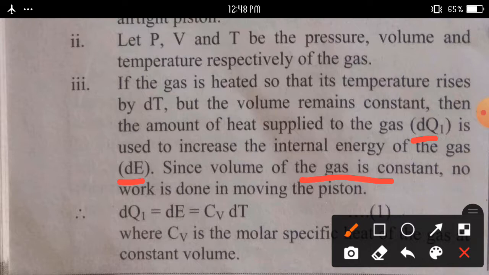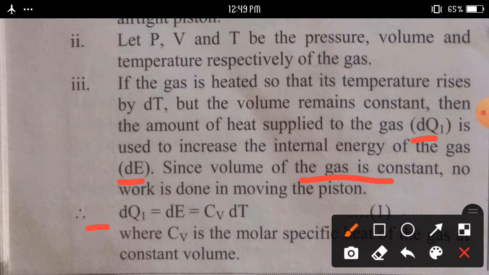Then the amount of heat supplied to the gas is given by dQ1 equal to dE equal to C suffix V into dT. Here C suffix V is the molar specific heat of the gas at constant volume.